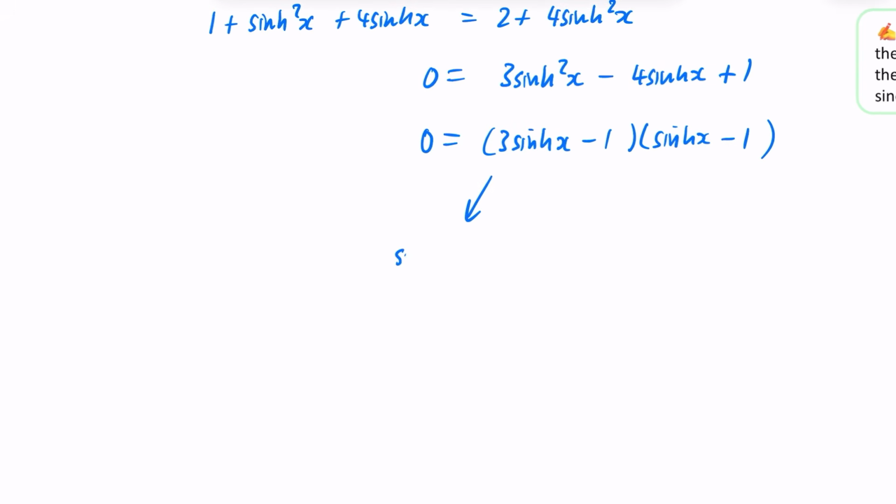So this one is telling me that 3 sine x is equal to 1. So sine x is equal to a third. And so x is arcsine of 1/3.